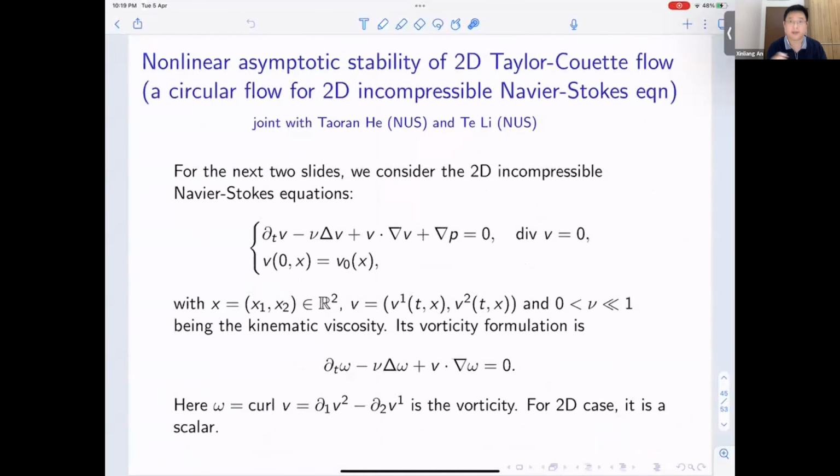Okay, so I may still have two or three minutes. Maybe I can state the result with Dr. Litter and Taoran here. So right, here we consider the 2D incompressible Euler equation. This is for the incompressible scenario, and this will be the equations.